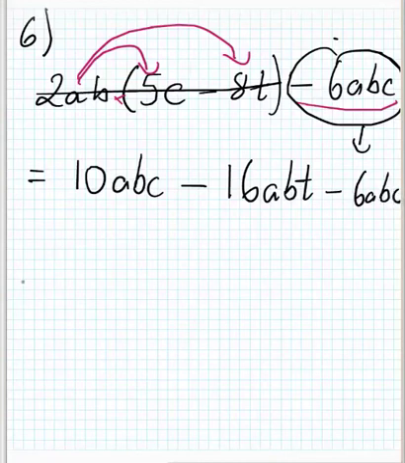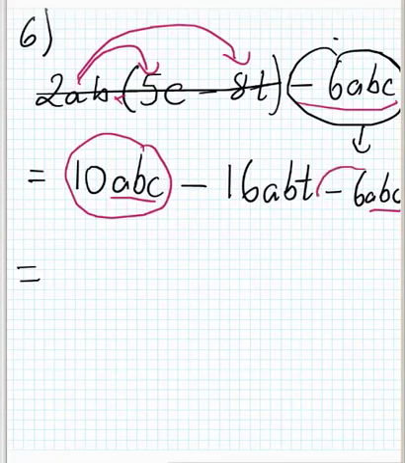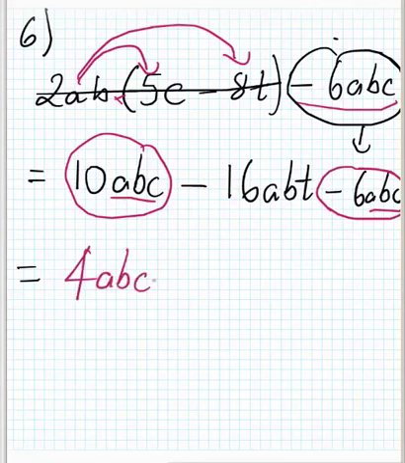Now, don't just stop there. Always do a check and see, are there any like terms? Are there any variables that are exactly the same? Let's have a look. We've got an abc here. There's an abt here. That's different because there's a t here instead of a c. But here we have abc. These are like terms. They're exactly the same. So we can add or subtract the 10 and in this case, it's a minus 6. So what is 10 minus 6? Well, that's 4. But 4abc. And that's taken care of. It's now gone. And what's left? Minus 16abt. And we're done.